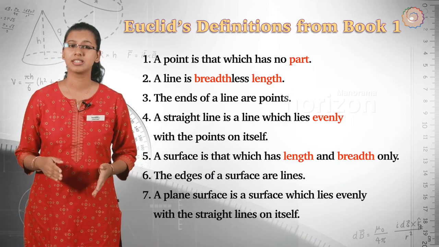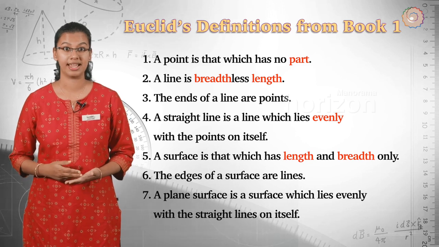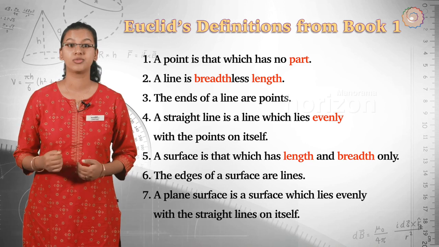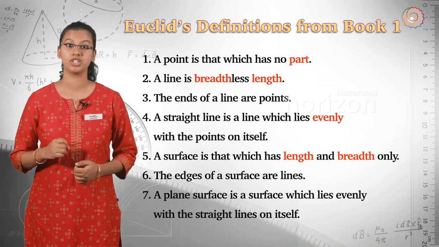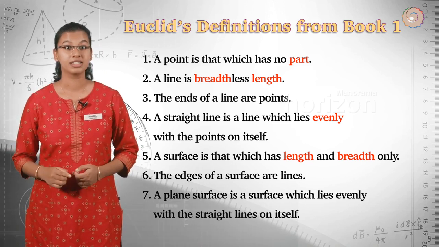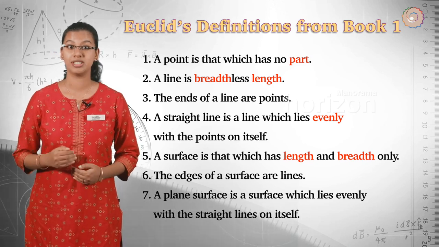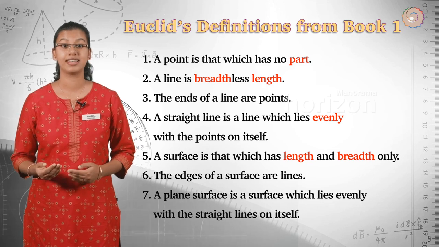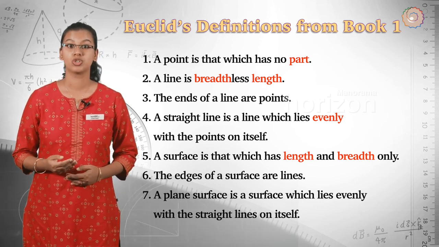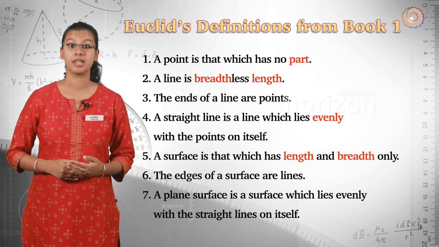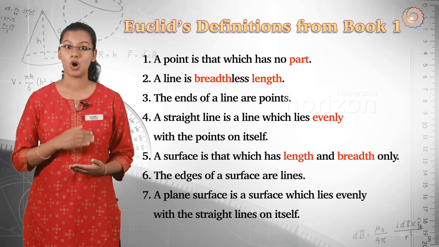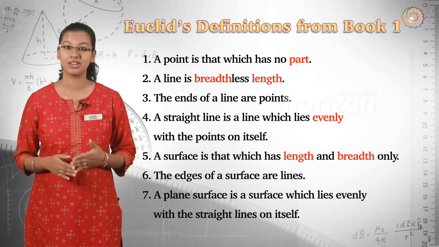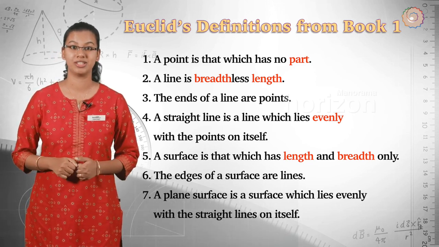In these definitions, certain terms like part, breadth, length, evenly, etc. need to be further explained. For example, consider the first definition of a point. A part needs to be defined. Suppose you define a part to be that which occupies area, then an area needs to be defined. So, to define one thing, you need to define many other things, resulting in a long chain of definitions. So, for such reasons, mathematicians agreed to leave some geometric terms undefined.